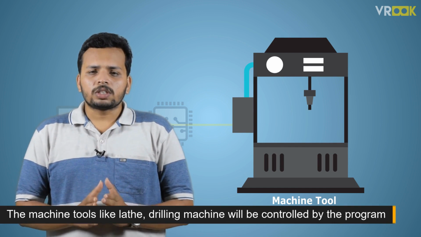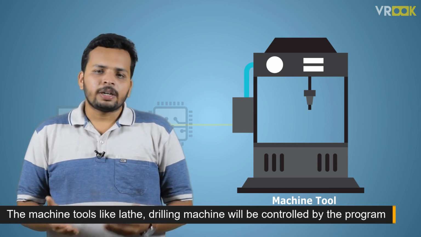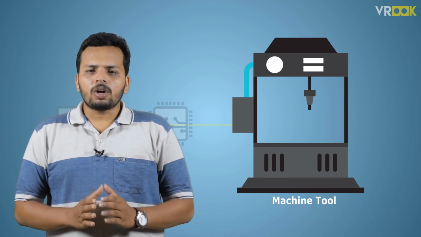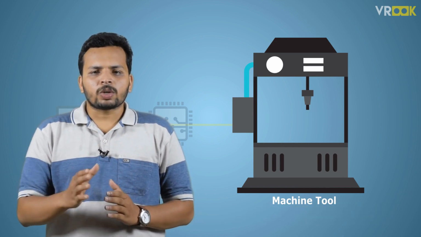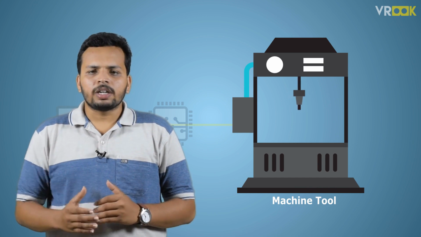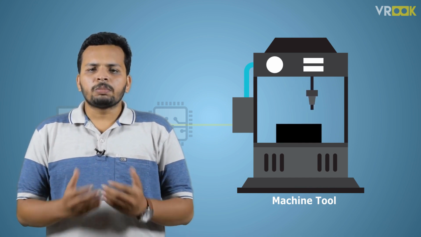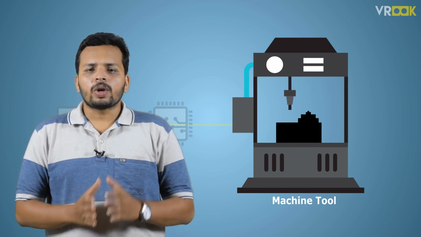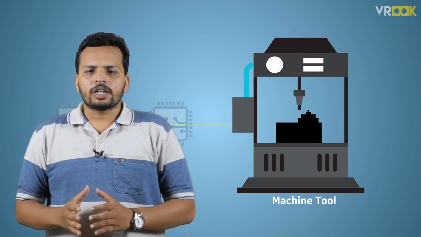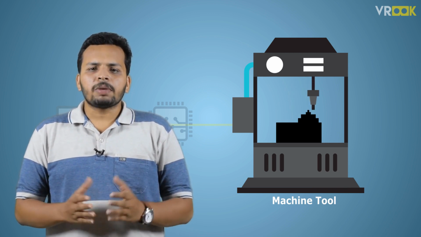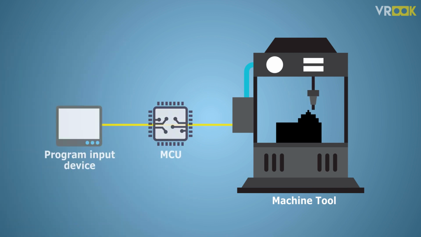Machine tools like the lathe, drilling machine, and milling machine will be controlled by the program. The program will move the tool to a specific location, start the rotation of the spindle, allow the flow of coolant, and so on. The tool will do the machining on the workpiece according to the program, be it thread cutting, knurling, drilling, etc. So these are the three major components of a CNC machine.